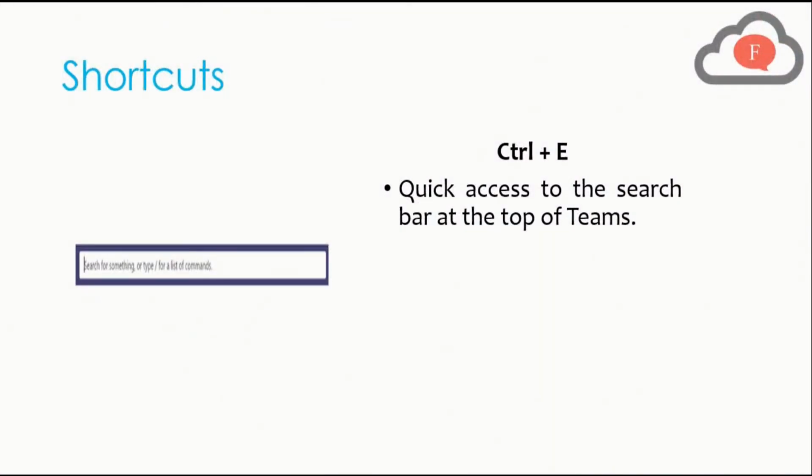Now let us go further and talk about another shortcut that will help you quickly access the search bar at the top of Teams. So you want to search for certain things in your Microsoft Teams. How to do that? You don't have to search for the search bar first. Just click on Control plus E. It will directly take you to the search bar, and there you can type or list a command for what you want to search for.